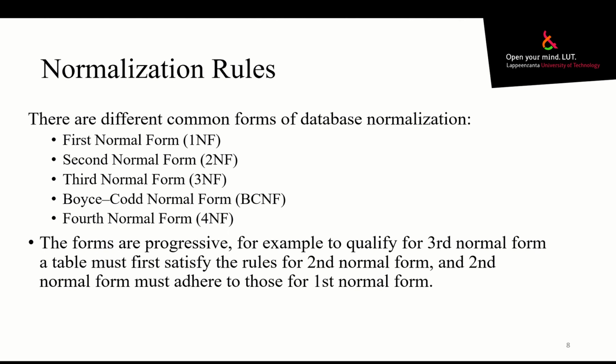And these forms are basically progressive. In order for you to qualify for second normal form, it has to satisfy first normal form. For third normal form, you have to satisfy second normal form. So as you normalize your tables in a database, they are all progressive. In order for you to say your table is in fourth normal form, it has to have satisfied the first, second, and third normal form. That is just something you should pay attention to when normalizing your tables in a database.